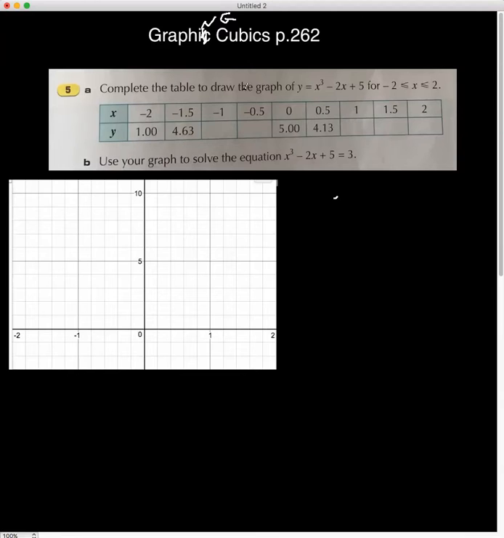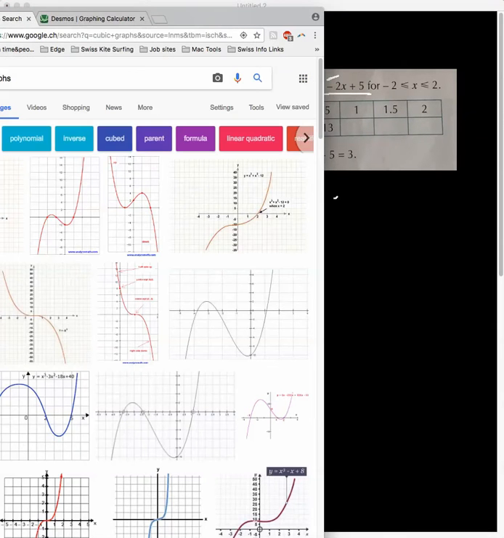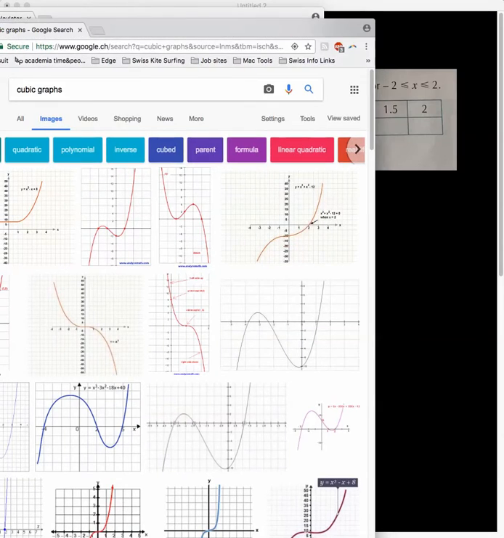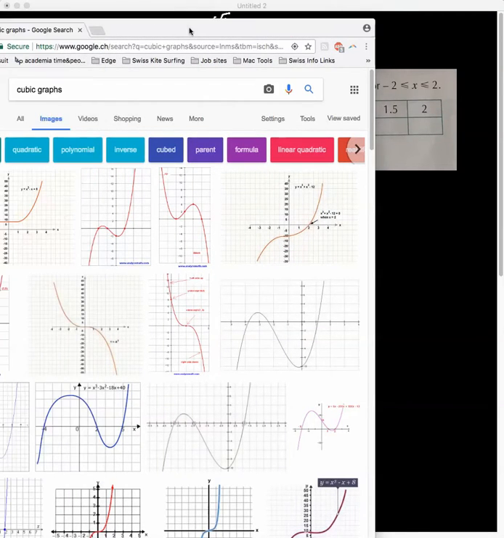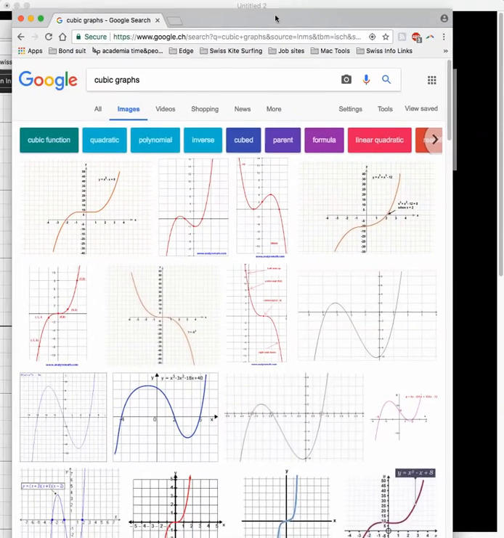All right, so we have a cubic. We're looking at this function here, y is equal to x cubed minus 2x plus 5. So we have an x cubed here. This is why they call it a cubic. And if you look at graphs on Google here, on what cubics normally look like, they have two shapes, and I gave you a handout.